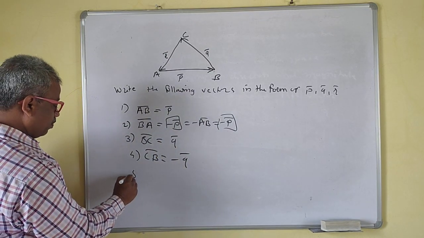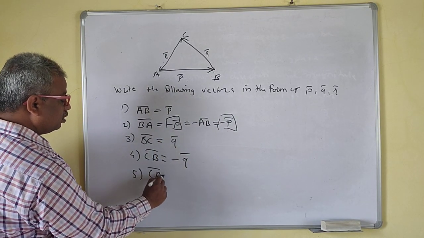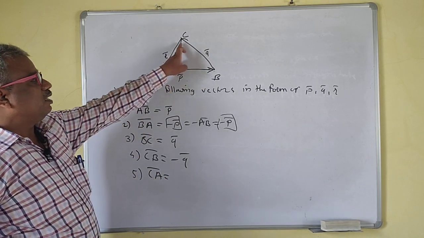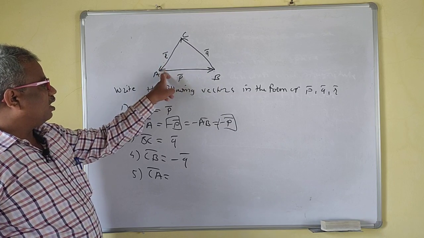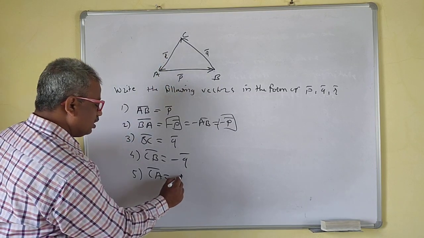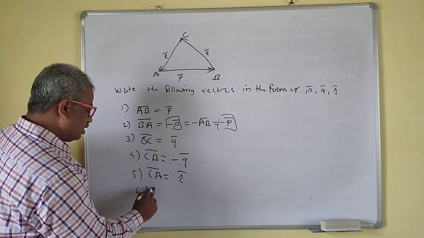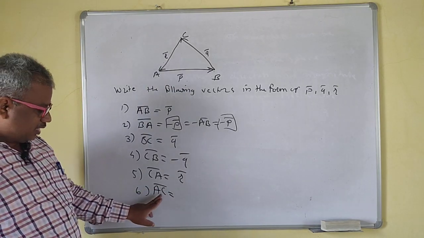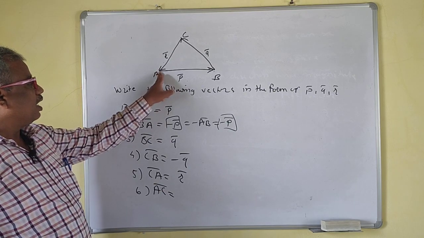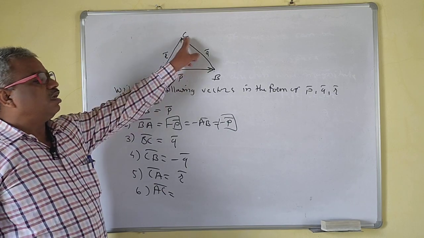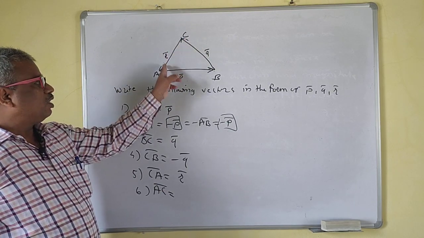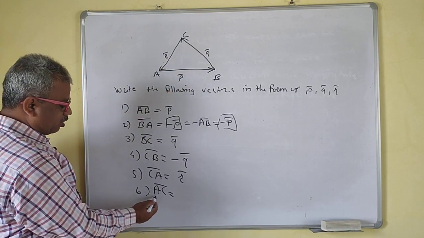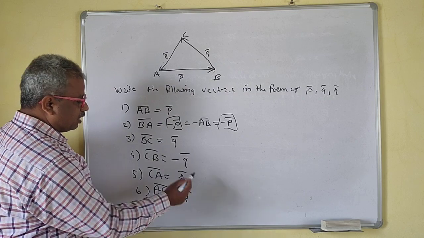Then fifth, CA bar. Now C is the initial point and A is the terminal point, and for R bar also C is the initial point and A is the terminal point. So this is R bar. Now AC bar. For AC bar, A is the initial point and C is the terminal point. This is the opposite vector, the negative vector of CA bar. So this is minus R bar.